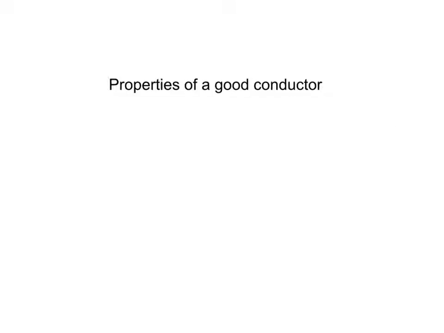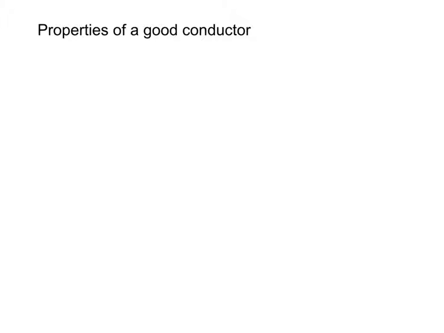First thing we're going to do is define a couple of variables, and talk a little bit about what makes a good conductor a good conductor. So the properties of a good conductor. Good conductors are metals, of course, and those metals are composed of what we call a sea of electrons.